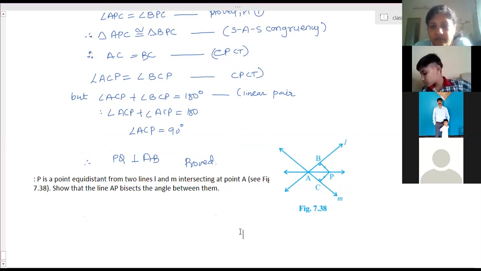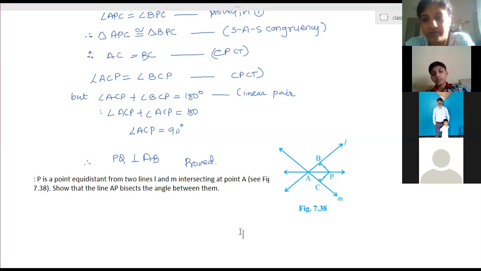P is a point equidistant from two lines L and M intersecting at point A. See figure. Show that the line AP bisects the angle between them. Line AP bisects angle A. You have to prove AP bisects angle A. How to prove?